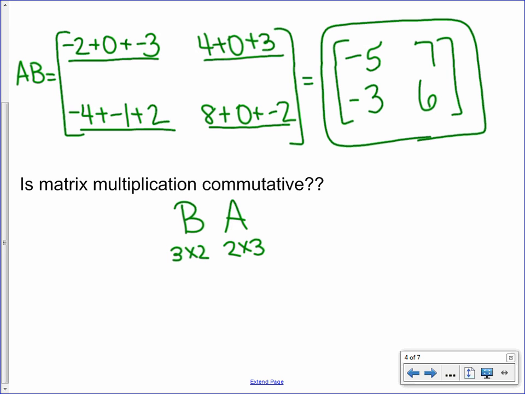There are some very few cases where it does work out, but a lot of times you're going to be able to multiply A times B, but not B times A, because the order is not going to be okay. All right, so you need to be careful and make sure you label your orders so you know whether you can multiply them together or not. If you cannot multiply them, what do you say? Undefined. Very good.